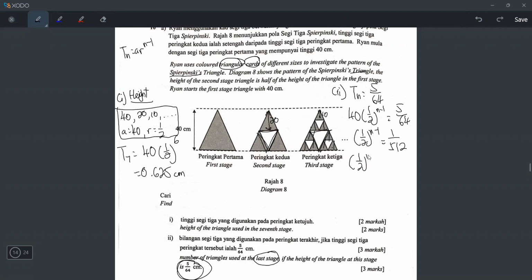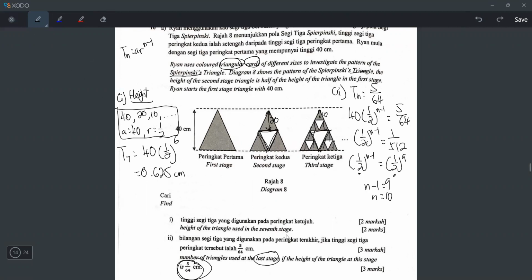But this one no need, because 1 over 512 is actually 1 over 2 to the power 9. Because I know 1 to the power 9 will give me 1, 2 to the power 9 will give me 512. You can try with your calculator. So since now I can change to the same base, I can take out the power. So n minus 1 equals 9, n equals 10.